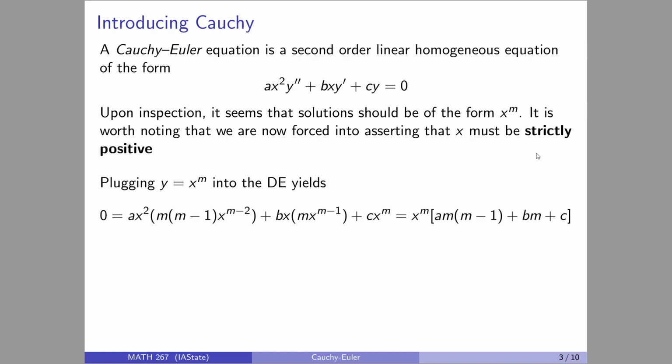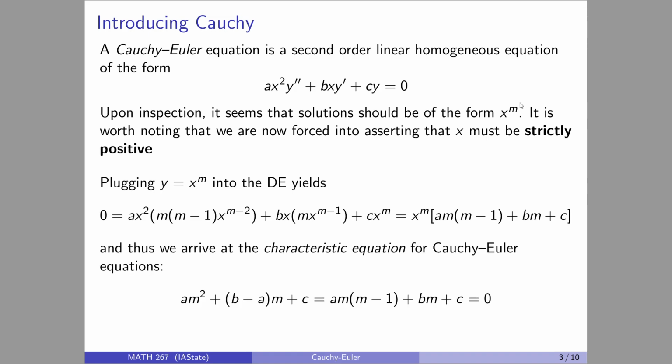But anyway, let's go ahead and plug it into the DE, and note that each derivative will take 1 away from the power. Since we're multiplying by x and x squared, that undoes the -1 and the -2, and so, hey, looky here, a polynomial times something has to equal 0. This has to be good for all strictly positive x. The only way that happens is if this piece right here is equal to 0.